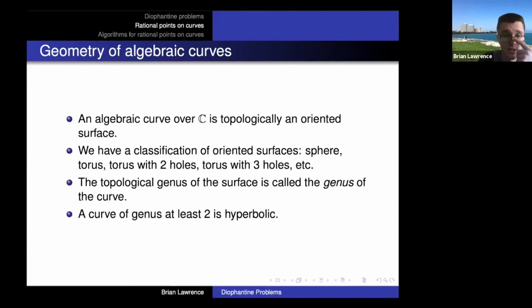So there's this trichotomy between positive, 0, and negative curvature, which corresponds to genus 0, genus 1, and genus at least 2. And this trichotomy is going to show up again on the arithmetic side, on the number theory side.